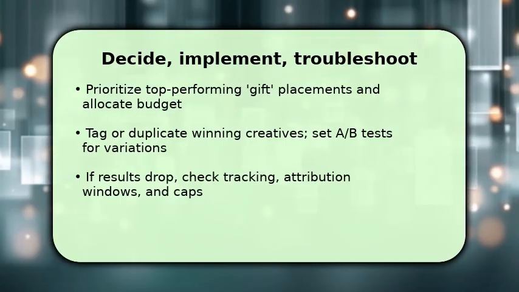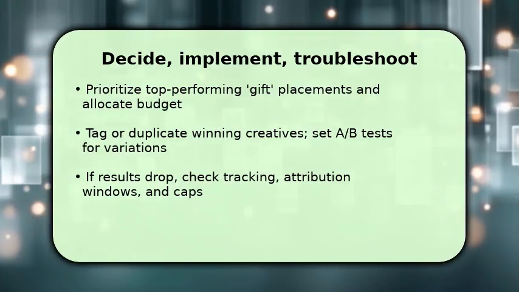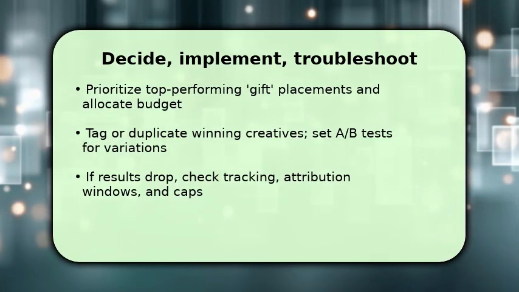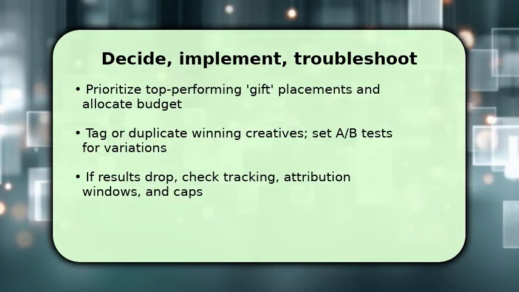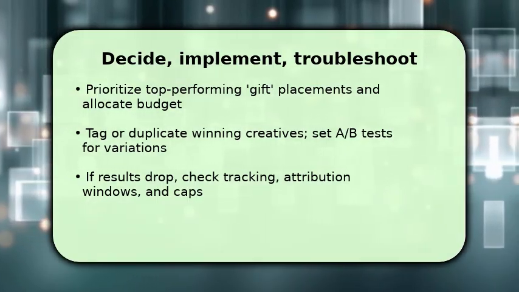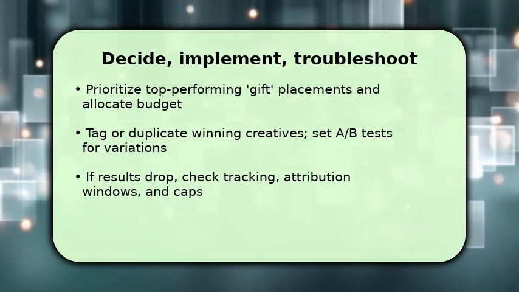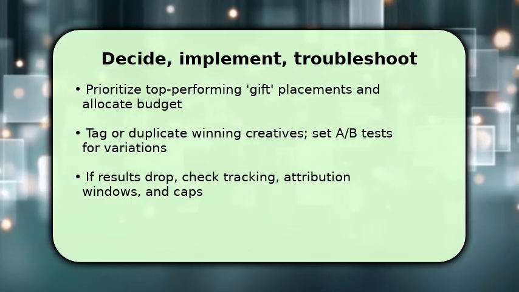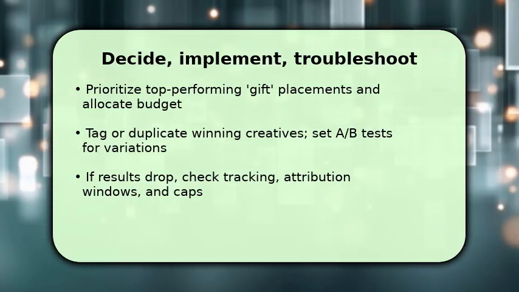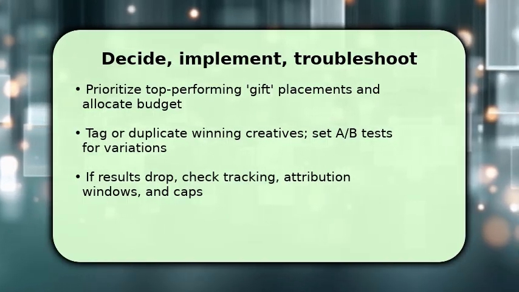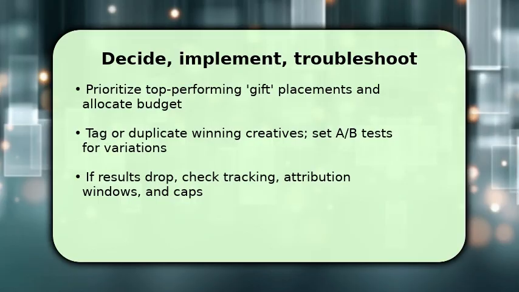You finish by making a clear decision. Shift budget toward placements and audiences where the gift creative yields the best eCPM-adjusted ROI, and duplicate or tag winners for controlled A/B tests. Implement frequency caps or creative rotations to prevent fatigue, and monitor conversion windows to validate attribution.